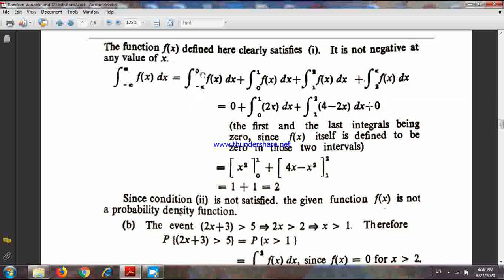So minus infinity to 0, the functional value is 0, and the value of the integral ultimately comes out 0. And in the interval 0 to 1, the functional value is 2x. In the interval 1 to 2, the value of f(x) is 4 minus 2x. Again in the interval 2 to infinity, the value of f(x) is 0. And the result comes out as 2. That means not equal to 1. So the second condition, integration minus infinity to plus infinity f(x) dx equal to 1, is not satisfied. So the given function is not a PDF.